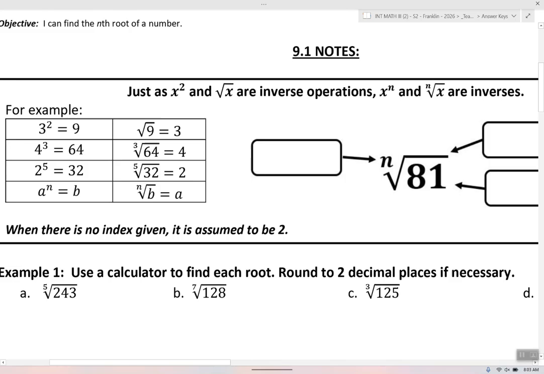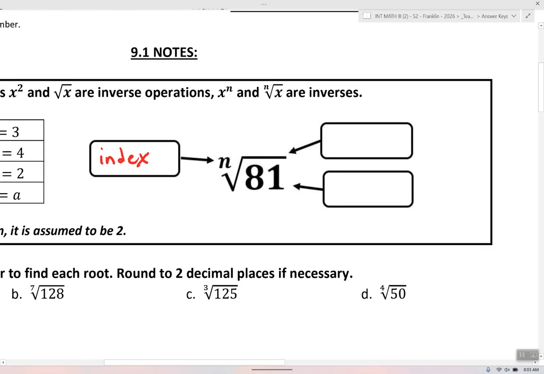Speaking of the index, that is the little number next to the root that tells you which root you're doing. And we have the radical symbol here, also called the square root symbol. And everything inside is known as the radicand. Just some vocabulary for you.